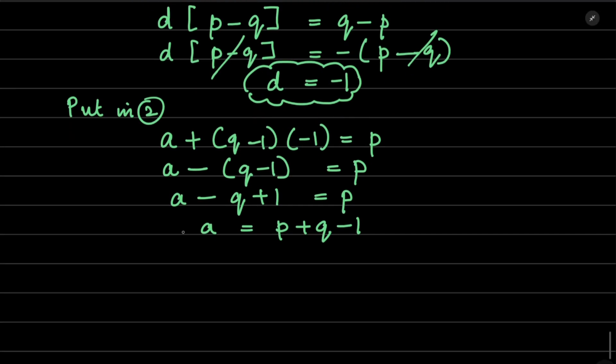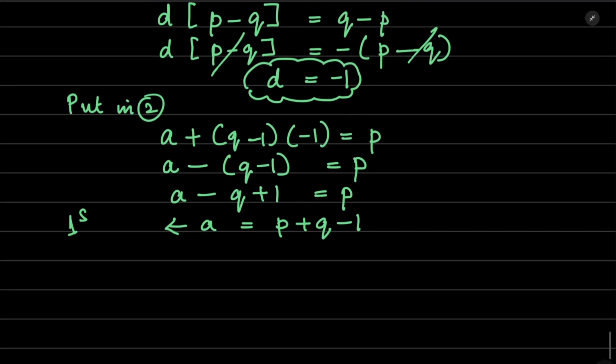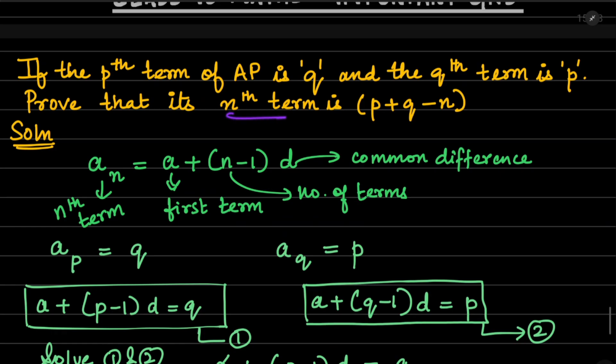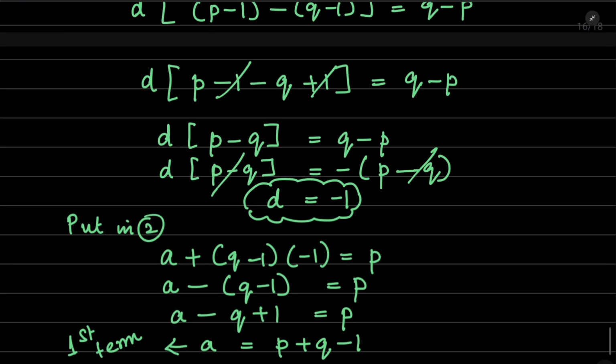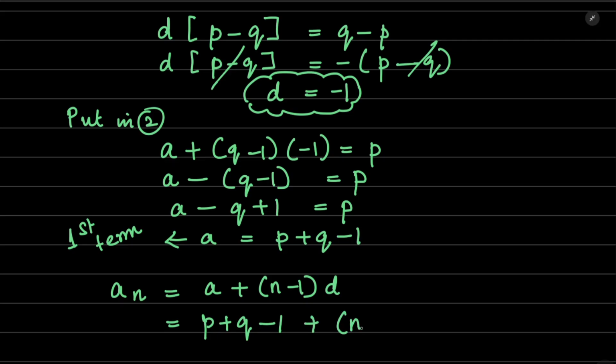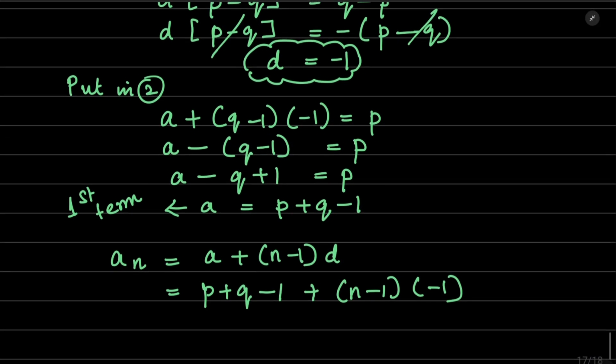But what are you asked? What is your a? A is nothing but your first term, right? You are asked to prove that its nth term is p plus q minus n. So let's write what is the nth term. A n is equal to a plus n minus 1 into d, right? What is your a that you have got? It's p plus q minus 1, right? Plus n minus 1 into what is your d? D is nothing but your minus 1, correct?